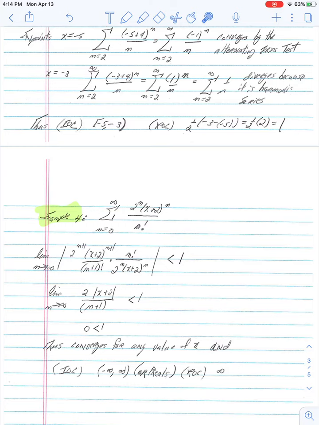And that is the last example for intervals of convergence and radius of convergence.